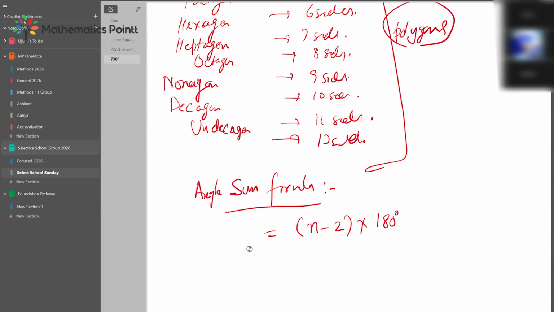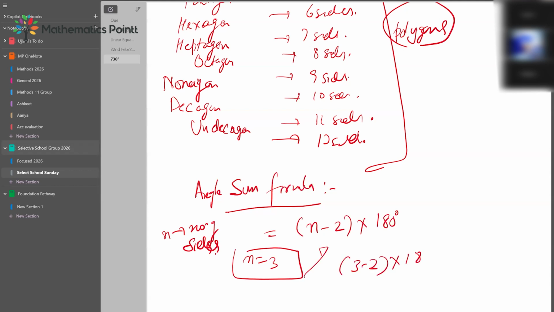So let's say, for example, I have a triangle. For a triangle, n is basically the number of sides. So for triangles, n is 3. Let's plug it in. 3 take away 2 times 180 degrees. So which means 180, because this boils down to 1. And then you can input any number of sides and you get the sum of all the interior angles.